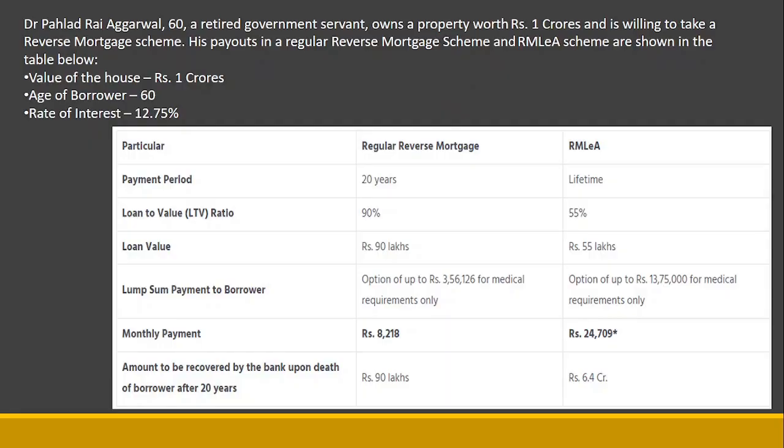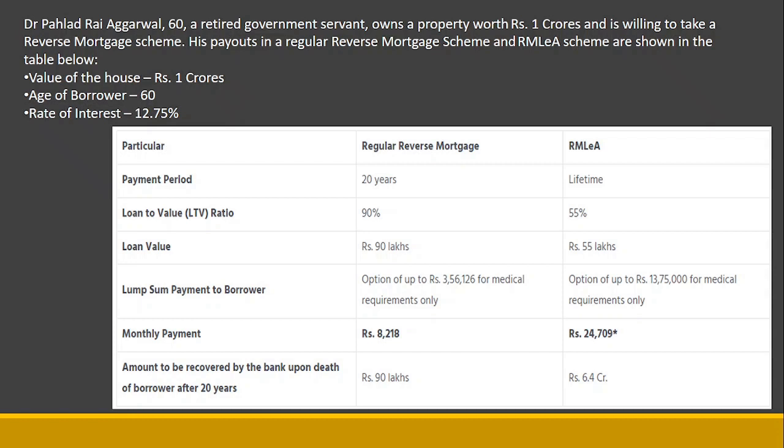Now, if you look into this example, this is an example where I've quoted my professor's name, Dr. Prahlad Rai Agarwal, who is a retired fellow. I've reduced the age from the actual age to 60, because in this case for a retired fellow he needs to be at 60 so as to calculate the installments, and then eligibility is asking you to have this. Let's say he has a property of rupees 1 crore and he's willing to take a reverse mortgage scheme. What will be his payouts in the normal scheme, and what will be his payouts in this annuity enabled scheme, which is given by a few, not by many.